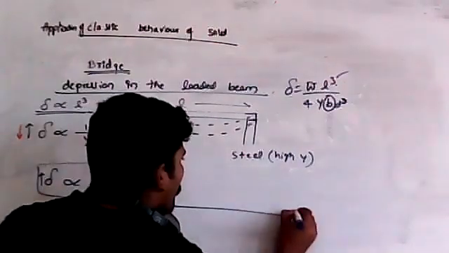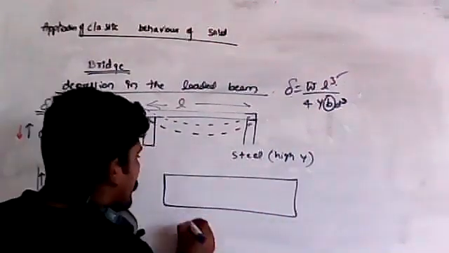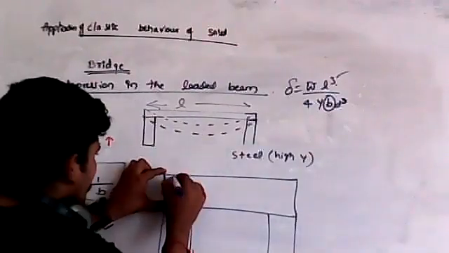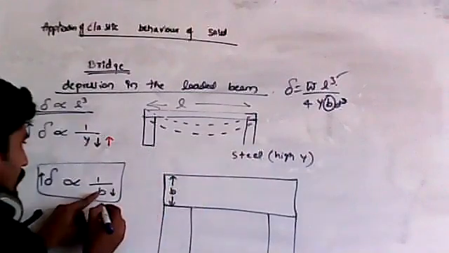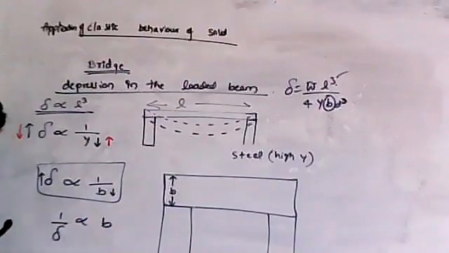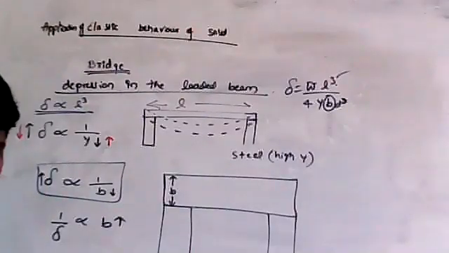If I make a thick beam like this with the same length, then this breadth is larger, and you can write the equation in this way. So this term decreases. If breadth increases, the depression goes on decreasing. I hope you understood, Shilpa. Students, is it clear?